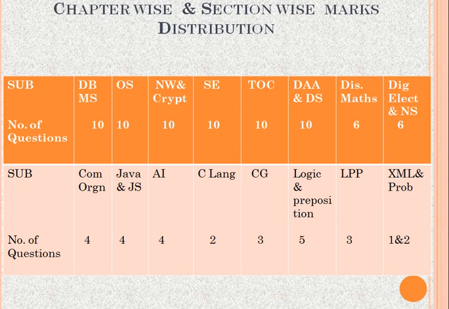In DBMS the main things which you have to learn are ER modeling, normalization, SQL, index, transactions. All these topics are repeated several times, so all the questions are almost direct and you can score good marks. You will be able to answer all the 10 questions in this particular section.